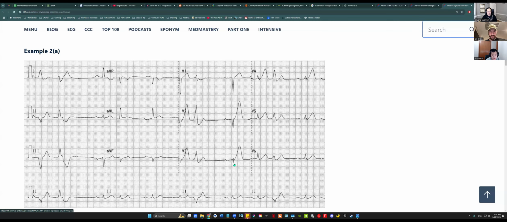Oh geez, do you think this T wave can eat the QRS? What's the term for that? Hyperdynamic. Hyperdynamic T wave. Okay, so this is an anterior STEMI. This one's hard to read.